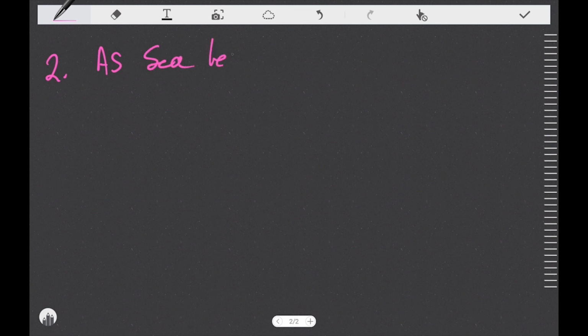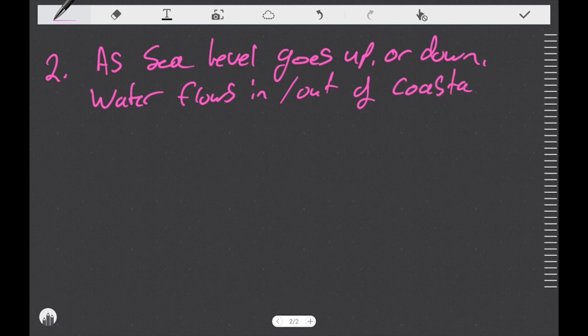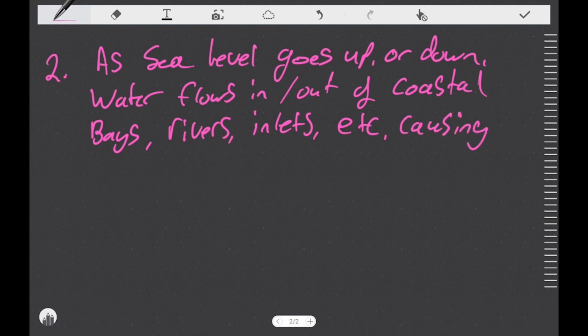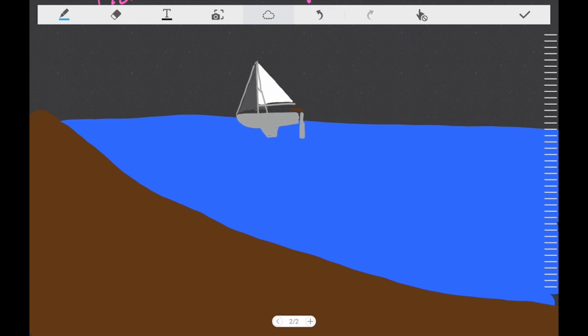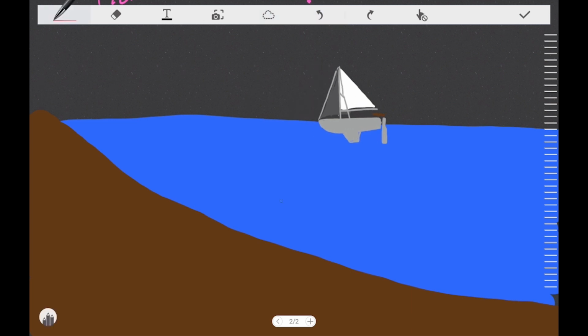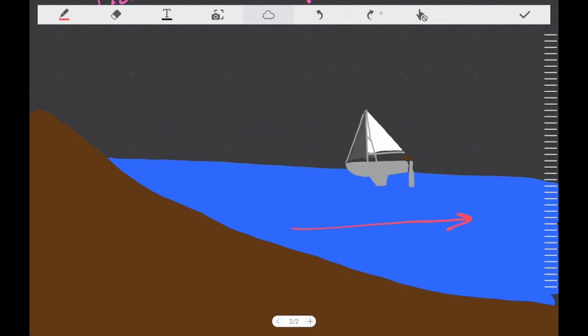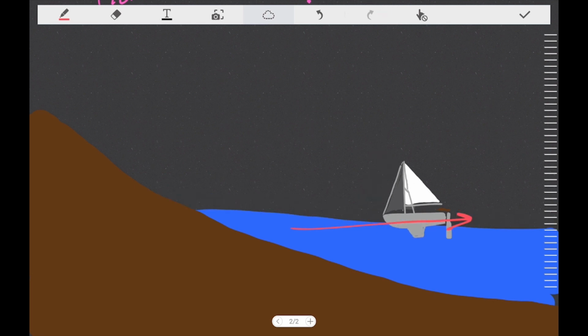So the second implication of tides that we want to focus on is that as the sea level goes up or down, water is going to flow in and out of coastal bays, rivers, inlets, etc. And this is going to cause tidal currents. So let's imagine a situation where we're in our boat and we're trying to sail towards shore. But the current situation with the tides is that the water level is dropping. And this is going to cause a current that's actually flowing offshore. So as we're trying to sail towards the shore and the water level is dropping, the water is going to be flowing away from the shore. And this is going to have an effect on our boat speed and the direction that we can sail through the water.